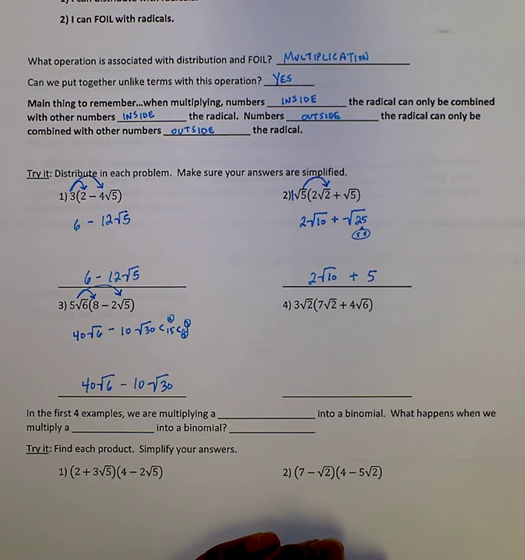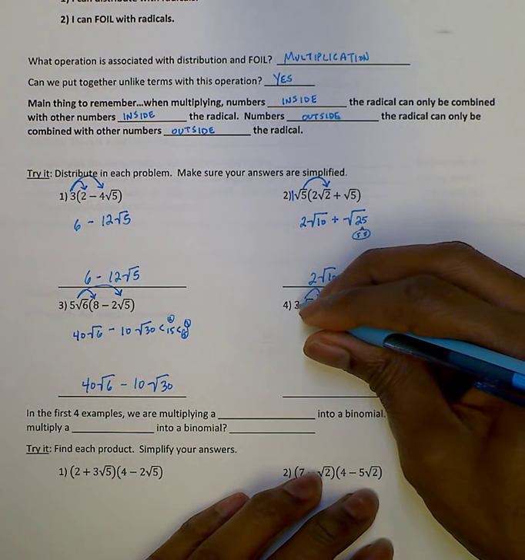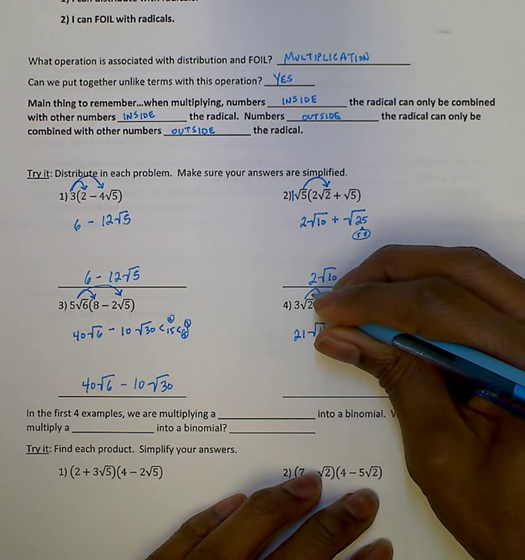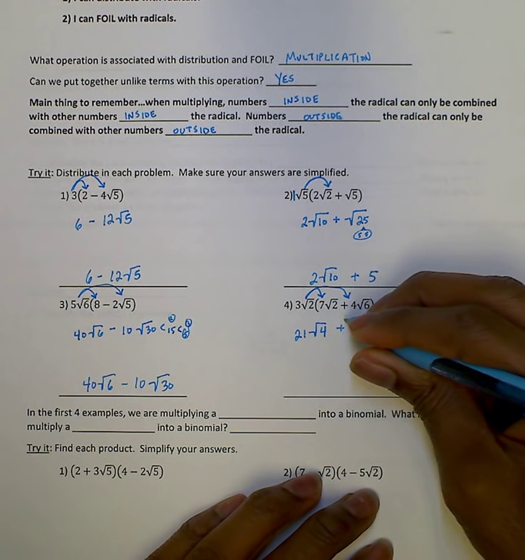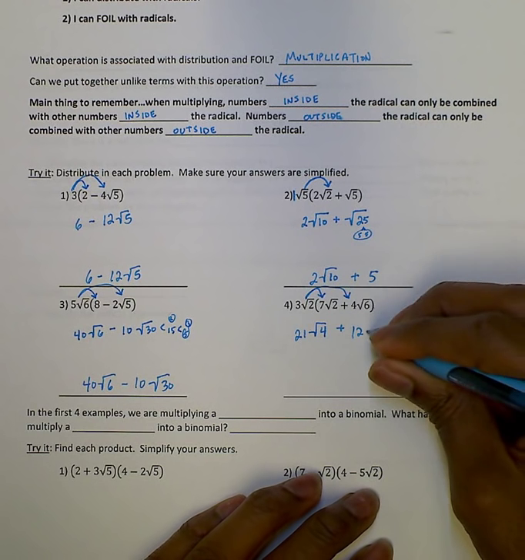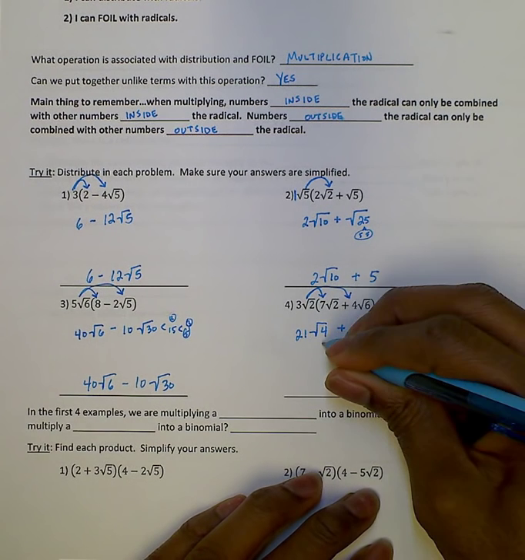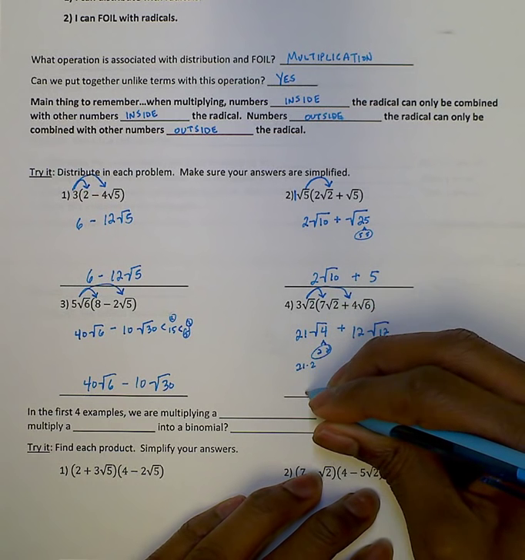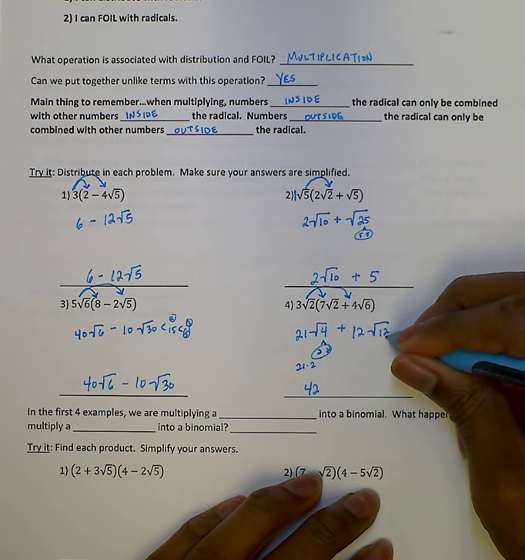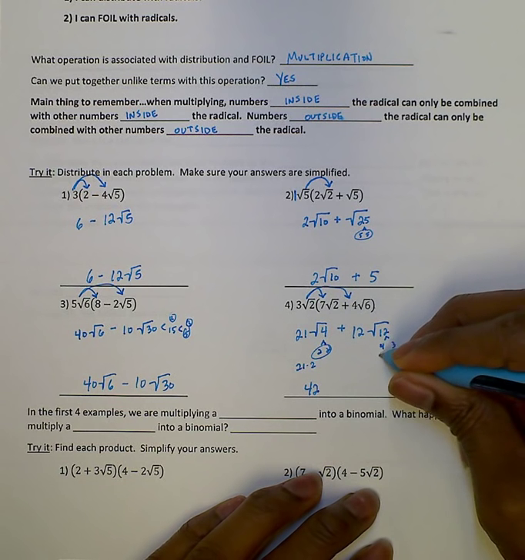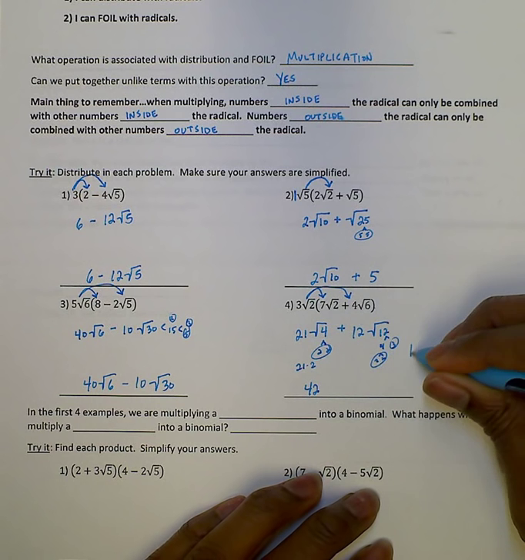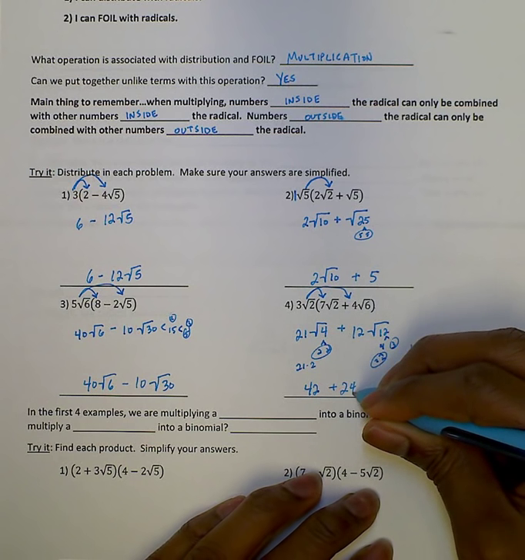Alright, next problem, doing the same thing. 3 times 7 is 21. Radical 2 times radical 2 is radical 4. Then I'll go on. 3 times 4 is 12. Radical 2 times radical 6 is radical 12. And then I'll simplify these. Radical 4 is 2, so what I have here is 21 times 2, which gives me 42. Simplify this: radical 12 is radical 4 times radical 3, so 2 radical 3. So this can be 12 times 2 radical 3, which gives me 24 radical 3.